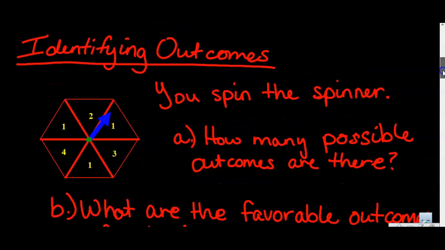For example, you have a spinner here and you want to spin the spinner. How many total possible outcomes are there? Taking a look at the spinner, we see 3 ones, a 2, a 3, and a 4. So there are 6 total possible outcomes.